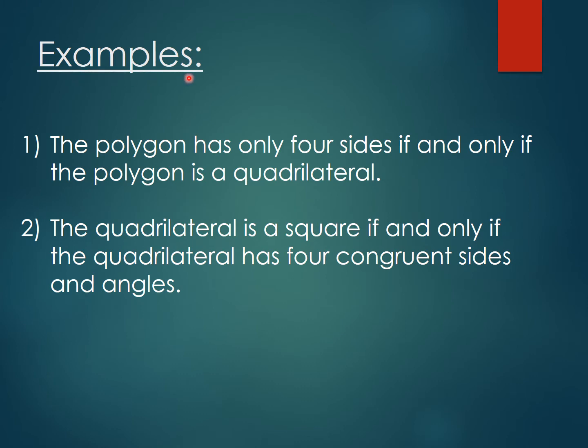Now see some more examples. The polygon has only 4 sides if and only if the polygon is a quadrilateral. Meaning if a polygon has 4 sides, then it is known as a quadrilateral, and vice versa. The quadrilateral is a square if and only if the quadrilateral has 4 congruent sides and angles. Meaning a quadrilateral is said to be a square if and only if it has 4 congruent sides and angles, and vice versa.